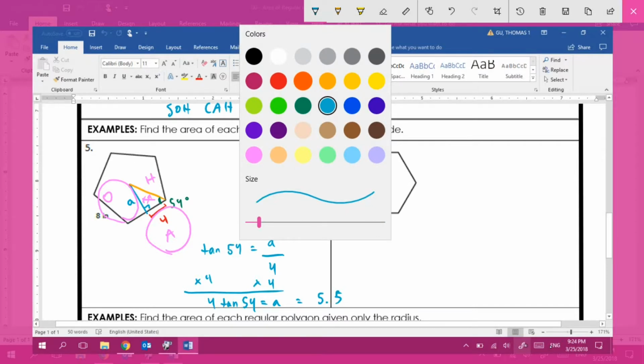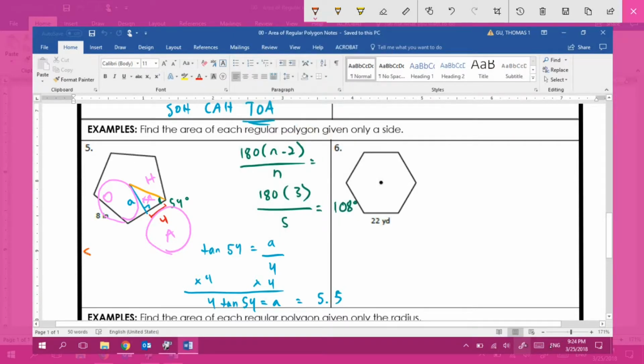I can find my perimeter because I know one side is 8. How many sides on this pentagon are there? 5. My perimeter is going to be 40. So now I'm just going to use my formula. Area equals 1/2 apothem times perimeter. 1/2 times 5.5 times 40.